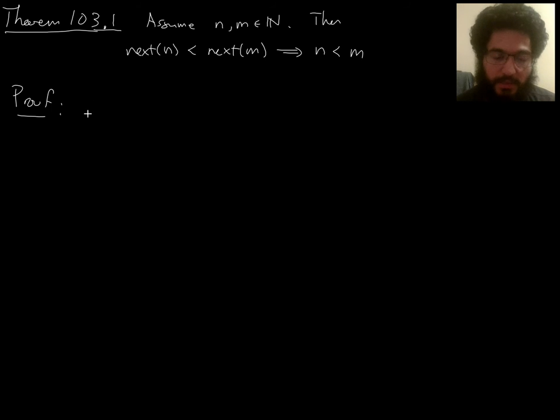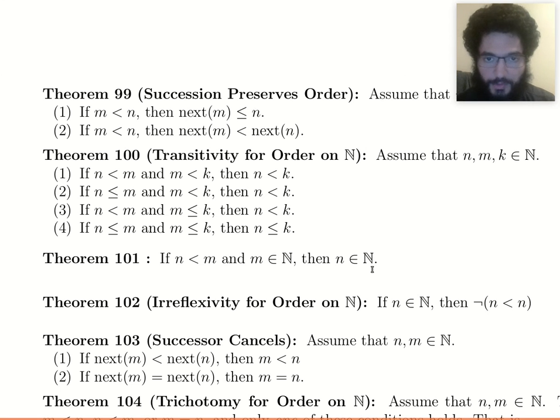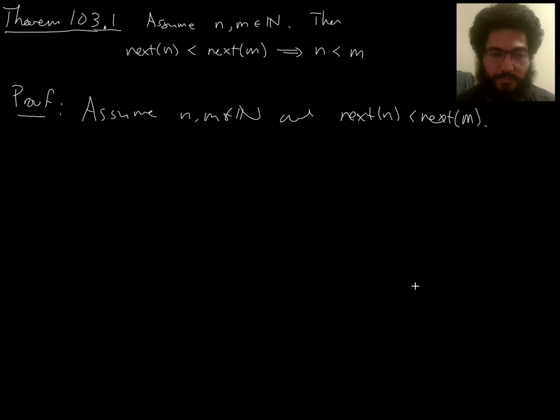So it's not going to be by induction, it's actually direct. I'm just going to straight up assume n and m are natural numbers, fixed, and next n is less than next m. And then I'll try to prove that n is less than m. And I said I'd use previous stuff, I'm actually going to use transitivity. So that's where the induction is hiding. Induction is going to be somewhere.